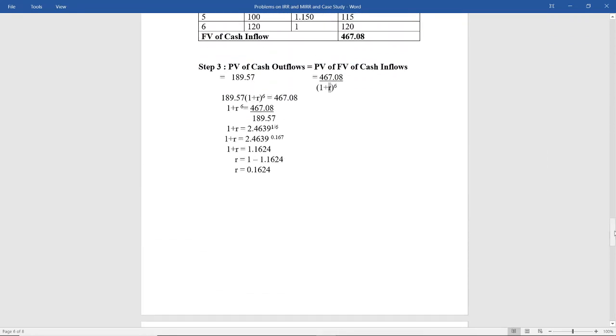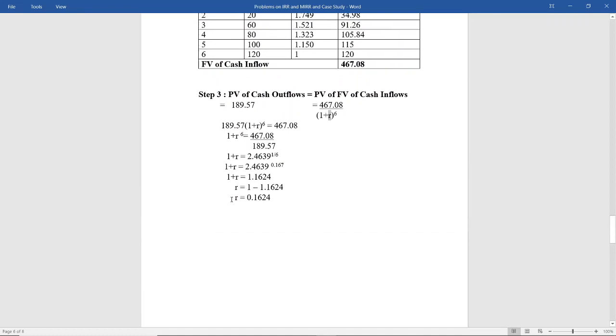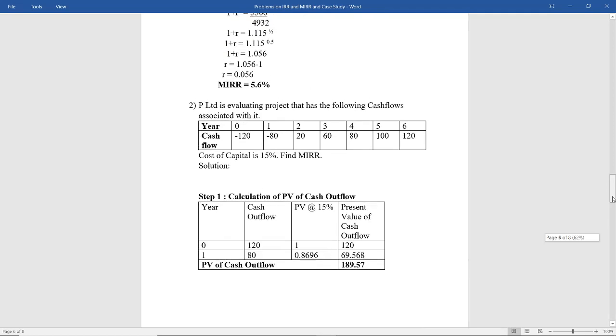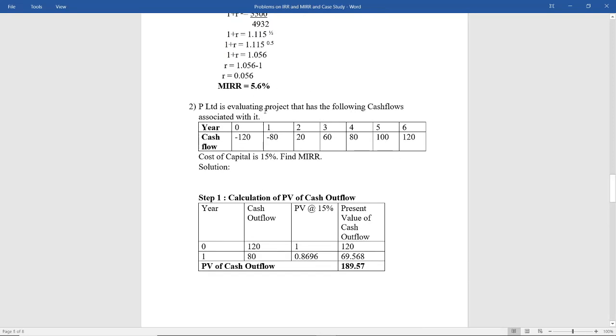Now what is r? You put it in the form of percentage, you got 16.24%. So should this project be accepted or rejected? Cost is 15%. Rate of return you are getting is 16.24%. Obviously the return is more. So this project should be accepted.